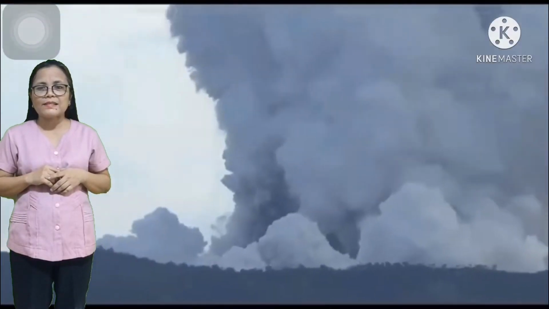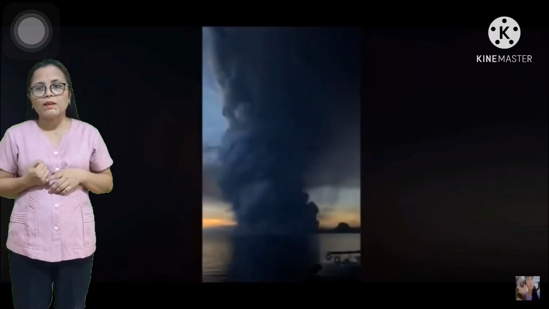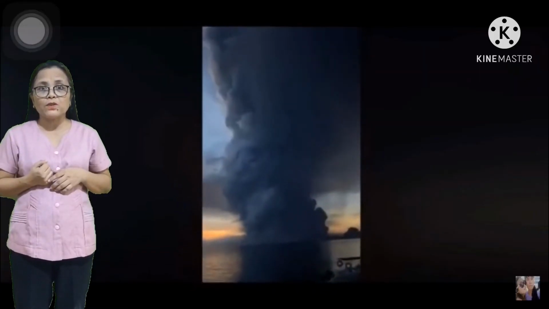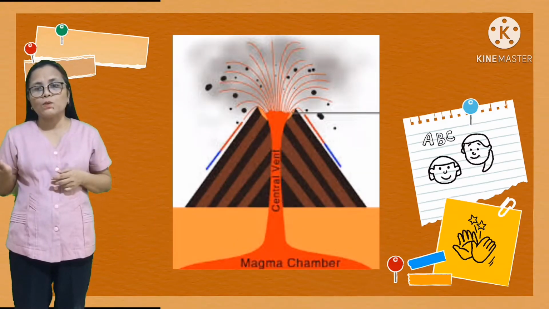Volcanoes vary in sizes. Some are just low-lying depressions, while others are tall, like Mount Mayon. Volcanoes also vary in shape. Some are shaped like a cone, while others like a dome.